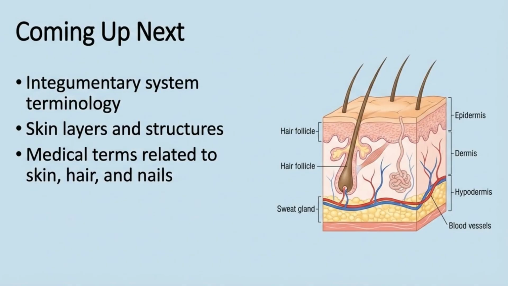In the next lesson, we'll explore the integumentary system. You'll learn terms for skin layers, hair, nails, and associated structures. This will help you describe conditions like rashes, infections, or injuries clearly. Just like with the abdomen, using precise terminology ensures everyone in a clinical setting understands exactly what you mean, which improves documentation and patient care.